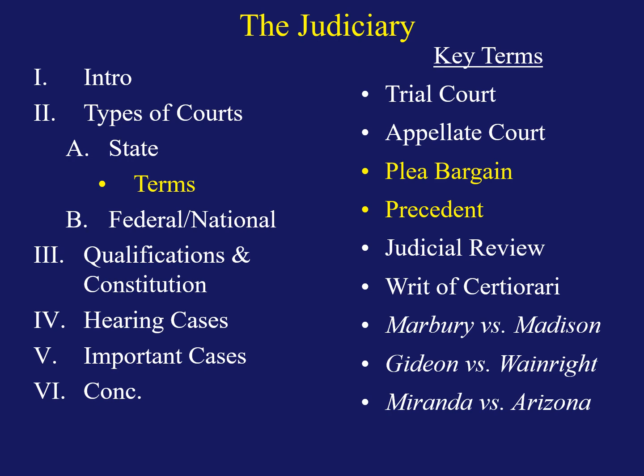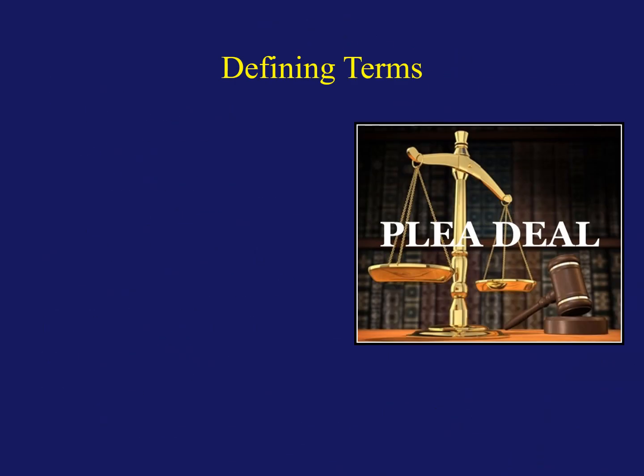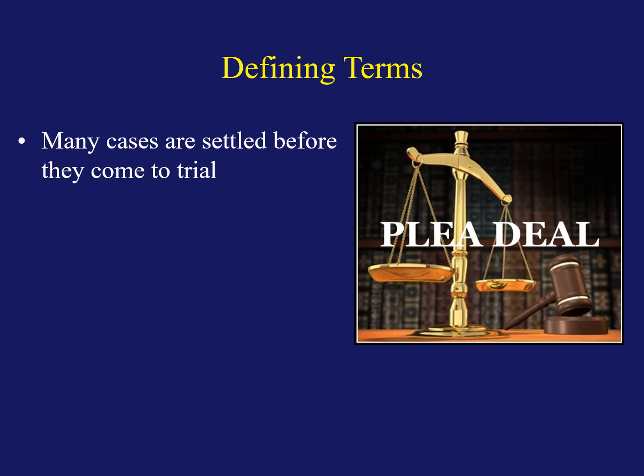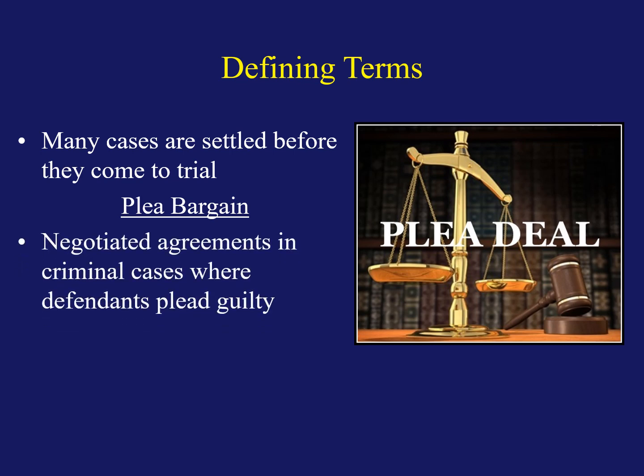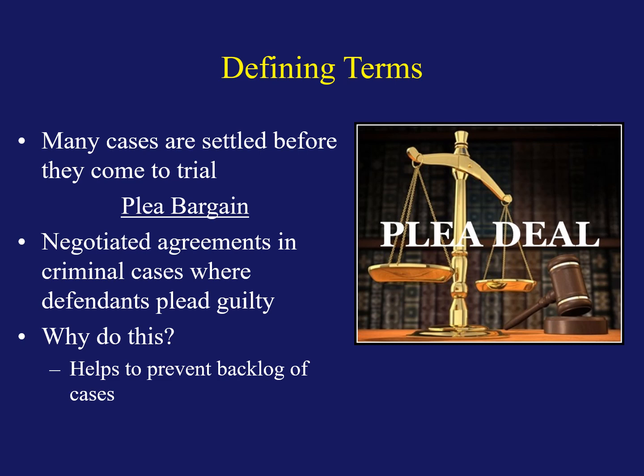Next, we will define a couple of terms. Most criminal cases are actually settled before they come to trial. That's because the two parties agree to a plea bargain. This is where someone who's accused of a crime actually pleads guilty. The prosecutors like to do this because it helps to prevent a backlog of cases, because the cases can take forever and ever. Why would a defendant do this? Well, usually the punishment for a crime is reduced.